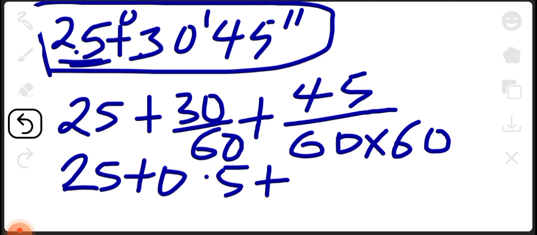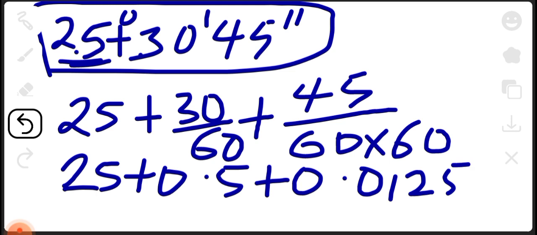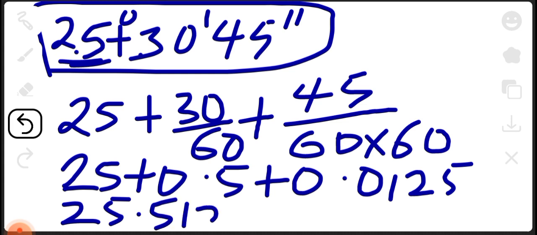That is 0.0125. So this one will give us 25, if we add everything together, 25.5125 in degree. So that will be the answer to that. So this is how we convert from degree, minute, and seconds to just degree only. So let's do just one more example, then we are done with this class.